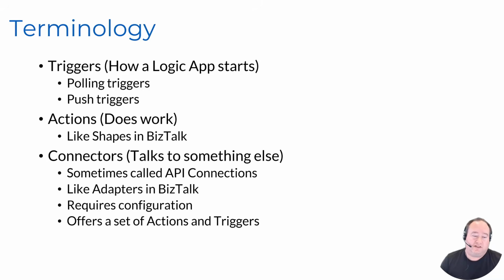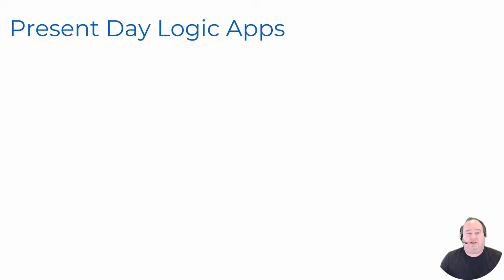And once you select a connector, that connector will give you a series of actions and triggers that you can use. A SQL connector, for example, will have a trigger like data exists from that query, and it will have an action like delete row or call stored procedure. So a given connector will have both triggers and actions.